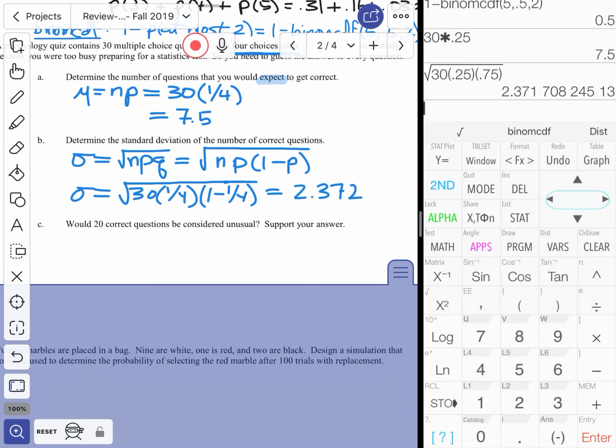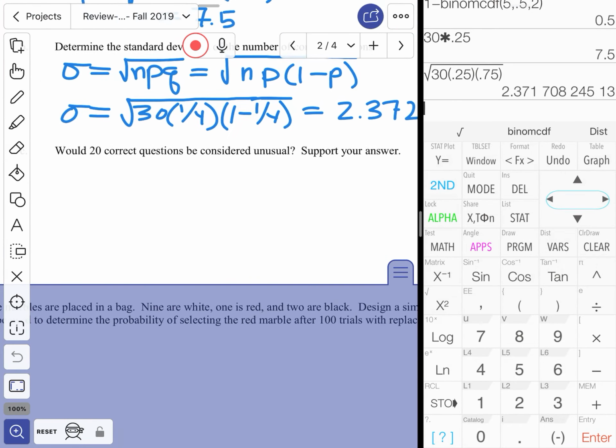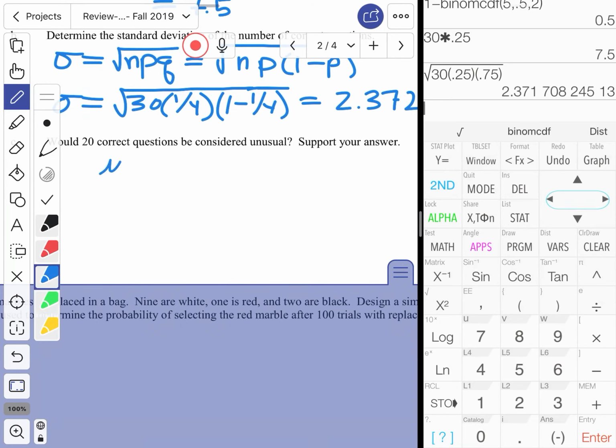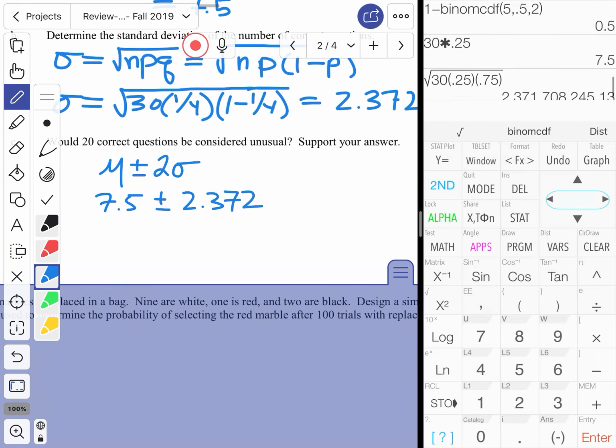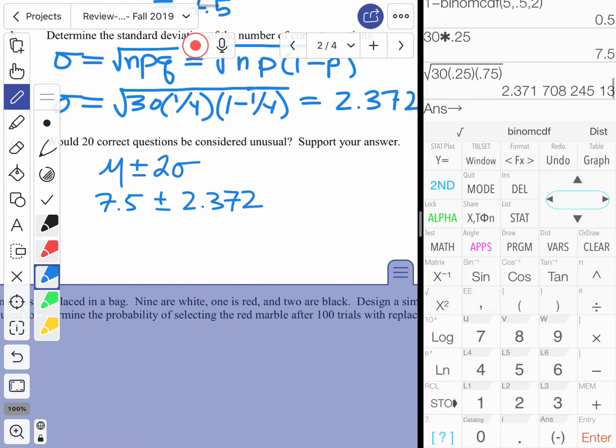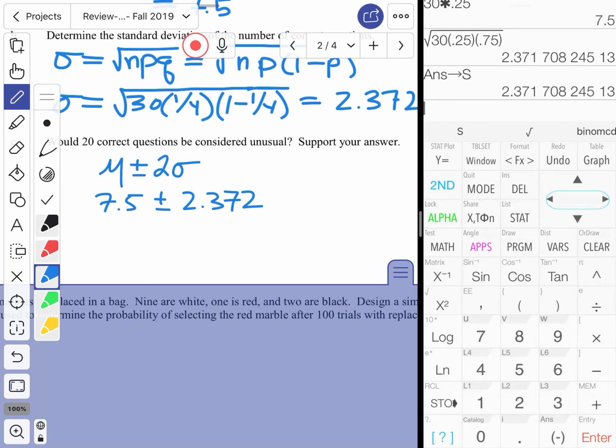Now it says, would 20 correct questions be considered unusual? Now again, it seems like it's asking for your opinion. It is not. It's asking you to use the usual unusual formula: mu plus or minus 2 sigma. All right, so I'm going to try to work with the more exact value there, 7.5 plus or minus 2.372. But what I'm going to do is store that value that I just came up with. I'm going to hit the STO key and store that in as S, for standard deviation, S for sigma.